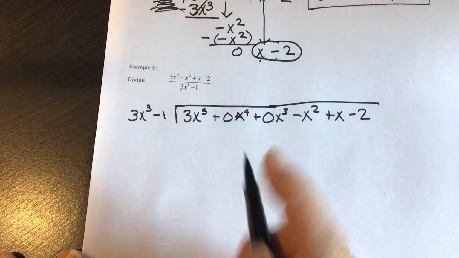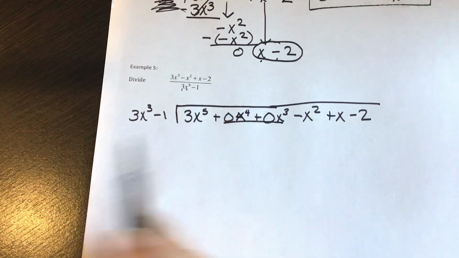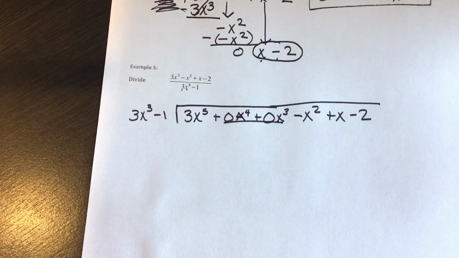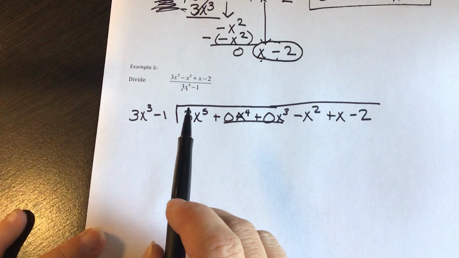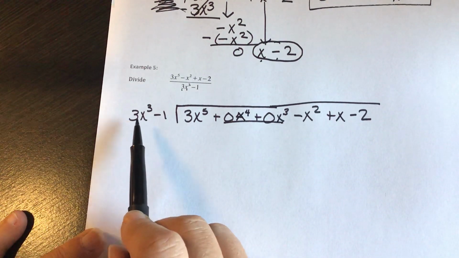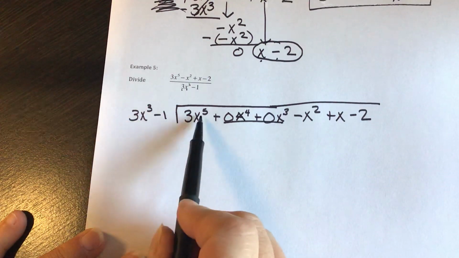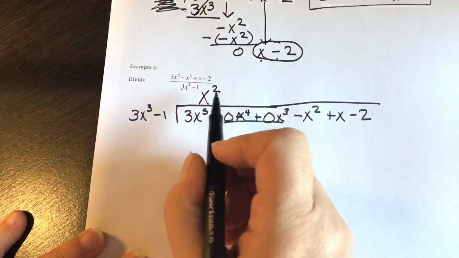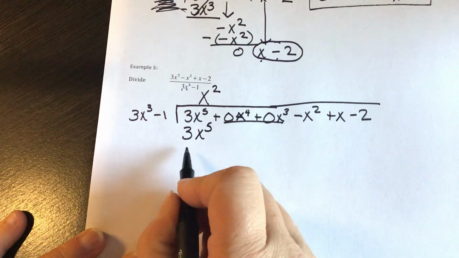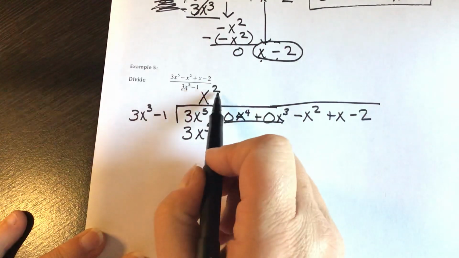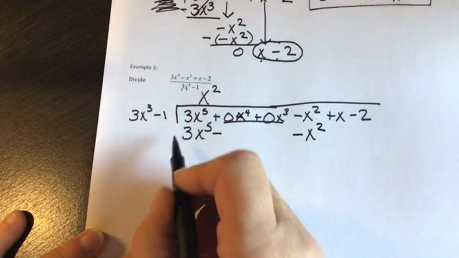All right, so I got to make sure, because these terms aren't in here, I still have to hold their place. So now I'm going to multiply, or ask myself what I do multiply by. Here I have 3x to the third. I need to multiply by x squared. So x squared, I have 3x to the fifth. And then minus, now this minus is x squared. So I'm going to go minus x squared right over here.